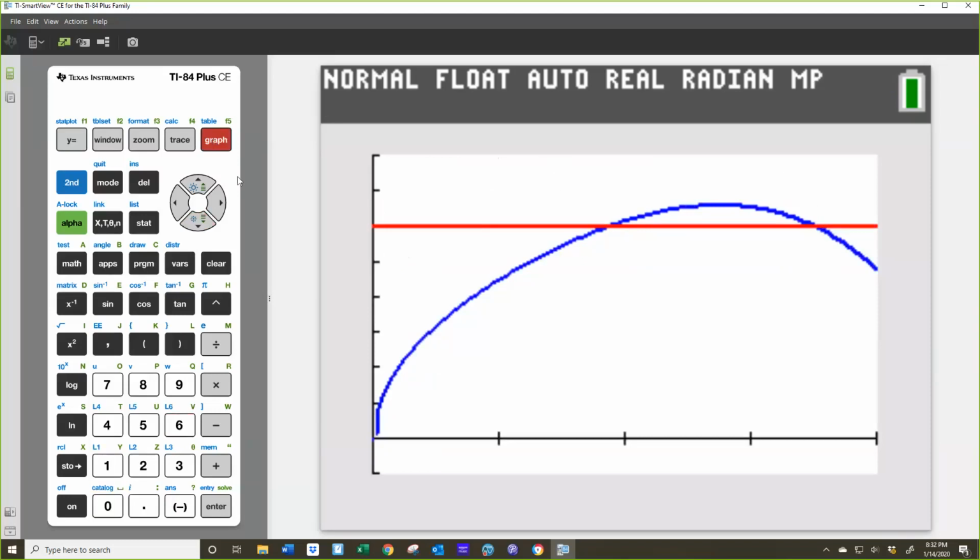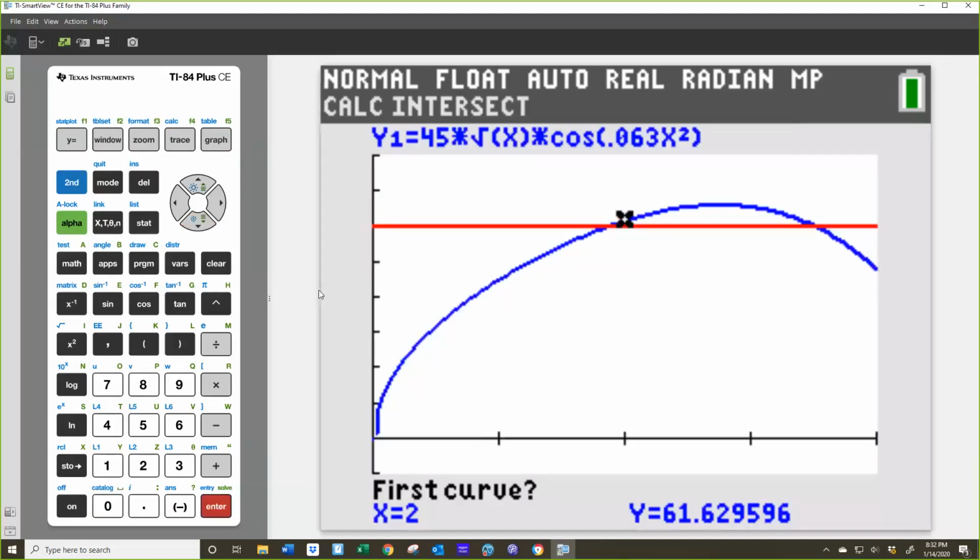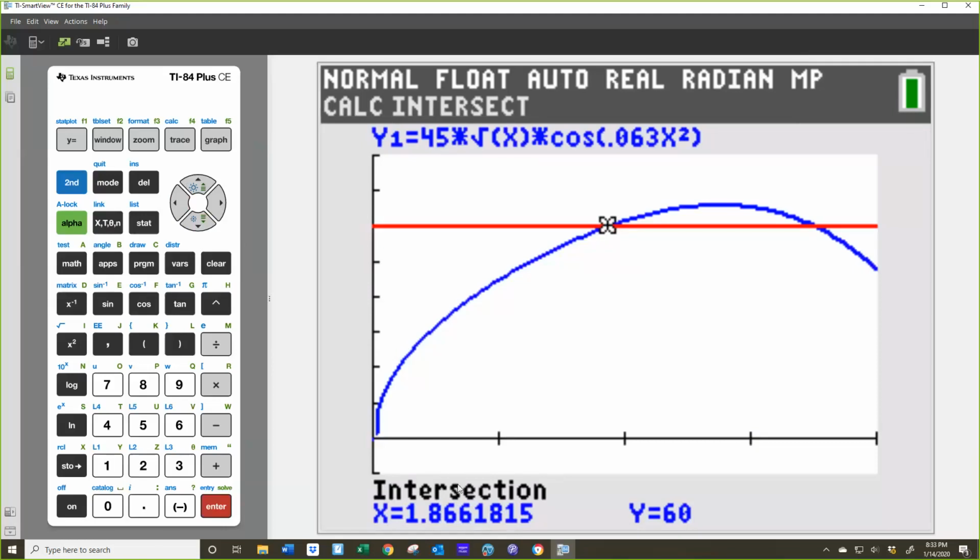And so let's go to our second trace, which is calculate. And we want to find an intersection. I'll press enter. So I have my first curve, which is the curve in blue, and then my second curve is the one in red, the only two curves we actually have. And so then I want to do a guess. I'm pretty close to it, so let me just get a little bit closer there. And I'll hit enter, and there's my intersection. And so the students would need to record this to 3 decimal places.